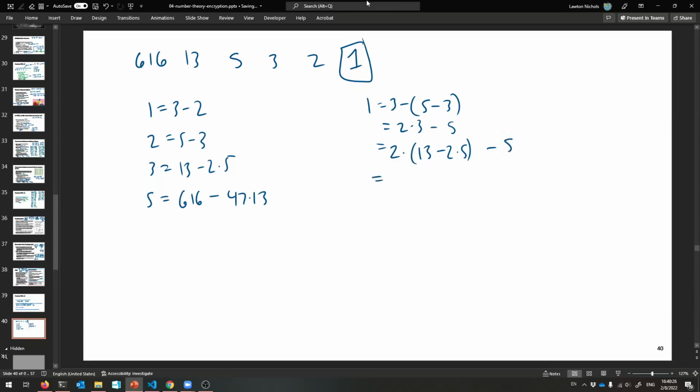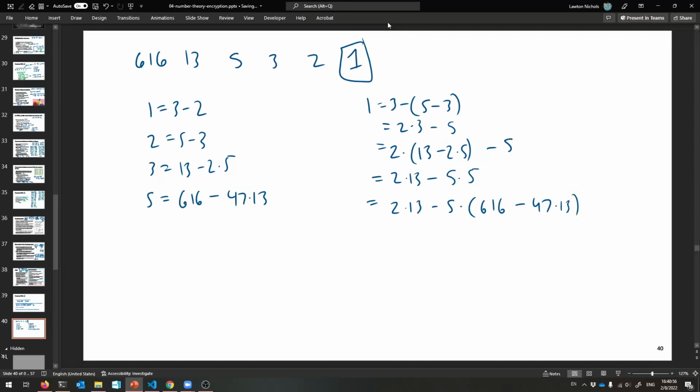That is how many 13s? It's 2 13s. Minus how many 5s? Minus 4 5s, minus 5 5s. Okay. And then, I'm almost there. I need this in terms of 616 and 13. So let's replace the 5 using this. That's 2 times 13 minus 5 times 616 minus 47 times 13.